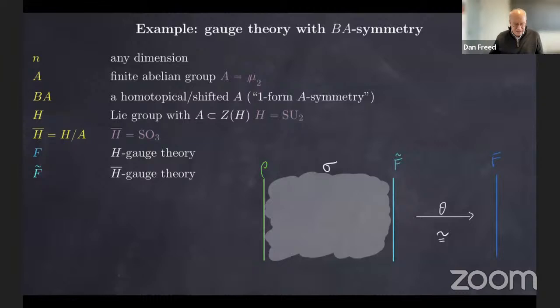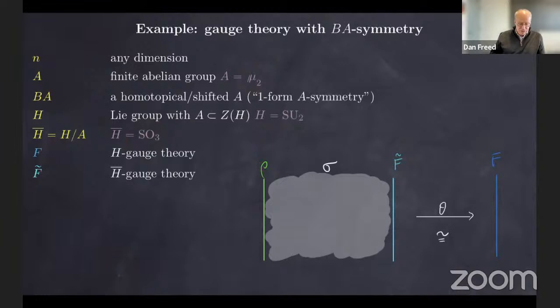And this is the abstract group that expresses what is typically called a one-form symmetry. It's a BA symmetry. Now, what kind of theory does it act on? Well, it might act on a gauge theory where the gauge group is H, that's a Lie group, and this finite abelian group A is a subgroup of the center of this Lie group. So for example, if the Lie group is SU2, this group plus or minus one is the complete center of SU2. And we'll let H bar be the quotient group, which is in that example, SO3.